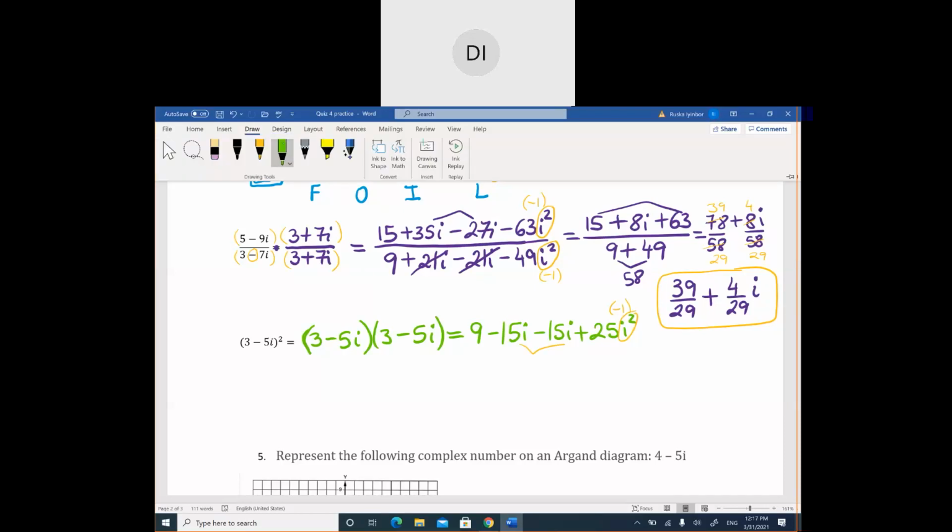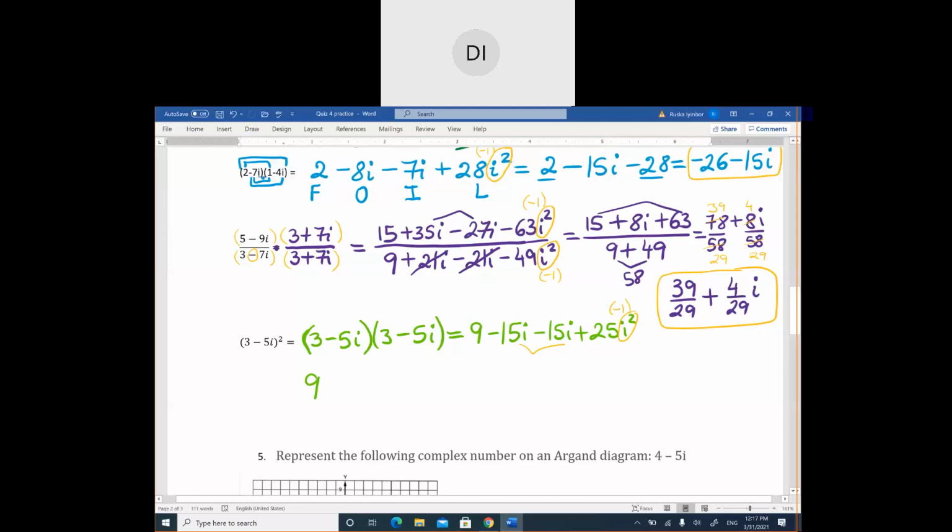So we have 9 minus 30i and then minus 25, because positive 25 and negative 1 when you multiply is going to be negative 25. So now you need to subtract 9 minus 25, and that's negative 16 minus 30i. When you write a complex number, always write the real component first and then the imaginary component on the end. Okay? So that's it. Any questions so far?